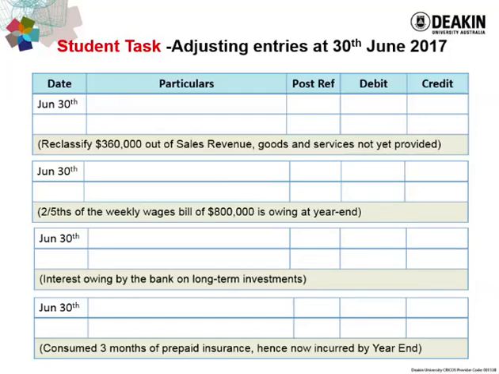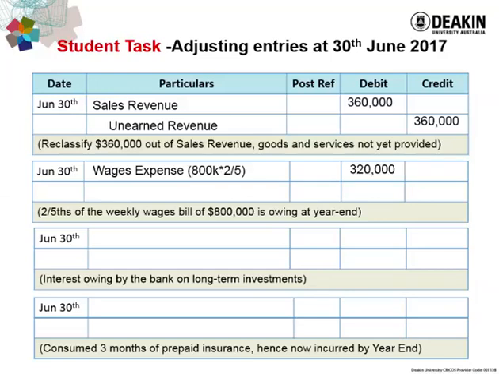First, because sales revenue for the year included 360k of customer deposits for products and services that have not yet been shipped and supplied to them, we need to reduce sales revenue by a debit entry of 360k, and we recognize a liability by credit unearned revenue 360k. Next, at year end, 2 days' wages are owing, so we debit wages expense, credit wages payable or accrued wages, and it is calculated as 800k weekly wages multiplied by 2 divided by 5, so 320k.